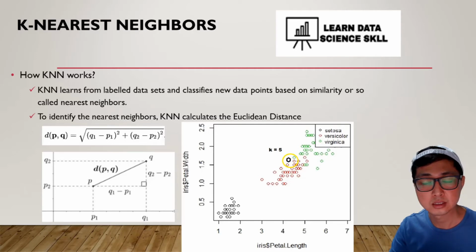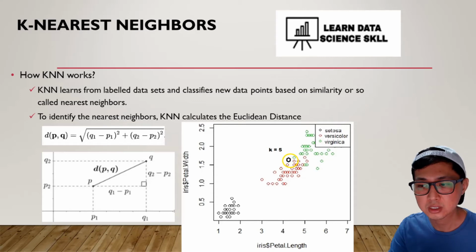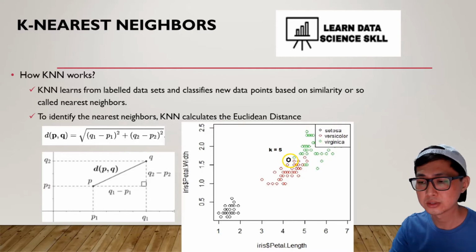And to identify the nearest neighbor, K-nearest neighbor actually calculates the so-called Euclidean distance. So the formula of Euclidean distance is mentioned here. So basically the distance between point P and Q is (Q1 minus P1) squared plus (Q2 minus P2) squared, and then the square root of the total. So this P and Q are actually attributes in the data set. So if you have only two attributes, then you will have the 2D distance. And then if you have more data attributes, then you will have Euclidean distance in a higher dimensional space.